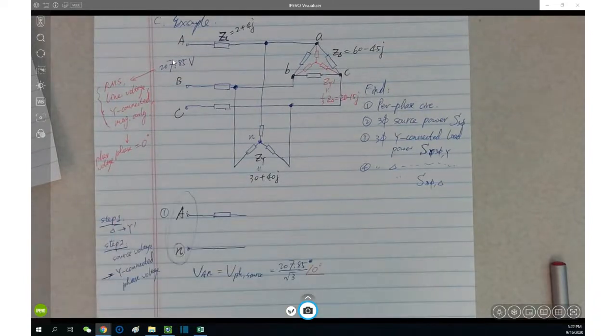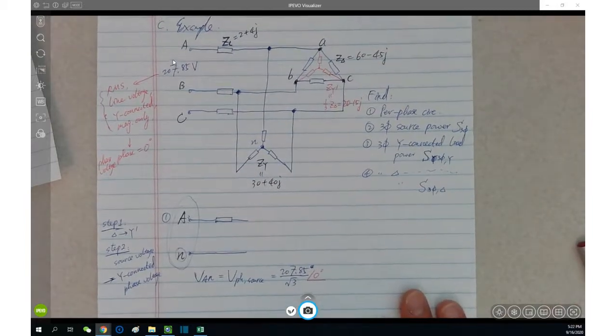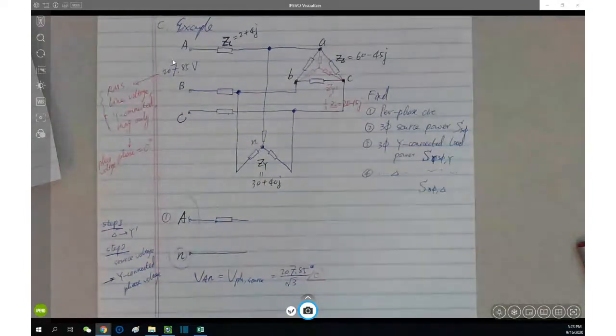We can stop here, and when you go back home during the weekend, you want to digest what we have talked about in this example, and then on Monday we're gonna finish it and go over some examples about the per unit system. So any questions I can answer right now?